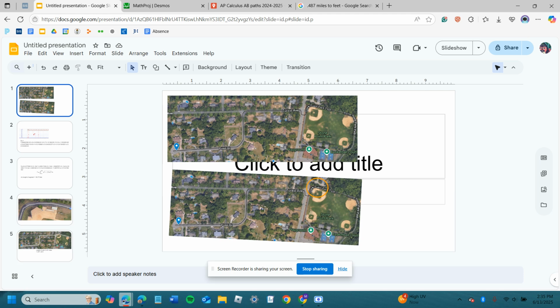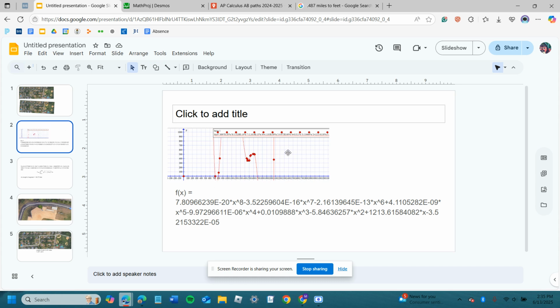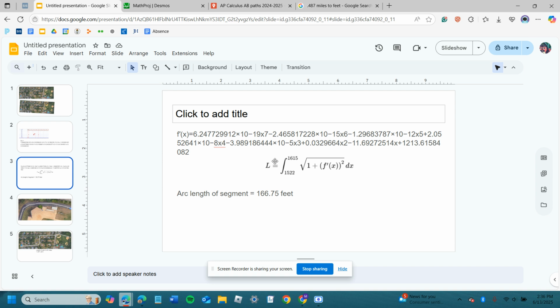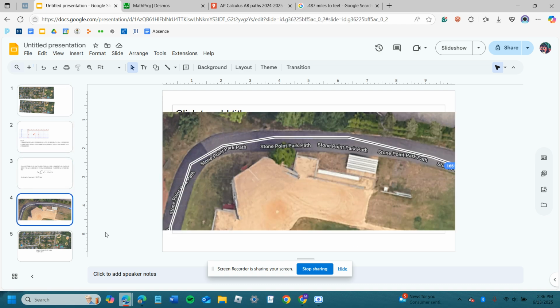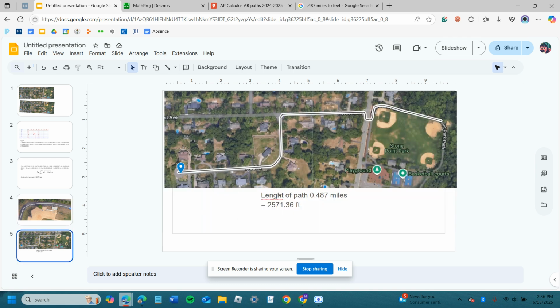I selected the path I used to walk my dog every day nearby my house. Then I plotted the points using Desmos and used graph to come up with an eighth order polynomial to use for the regression. From there, I took the derivative, solved the arc length formula for this specific bend that I wanted to study, and it corresponded with the real life measurements. And then finally, I figured out the total length of the whole path.